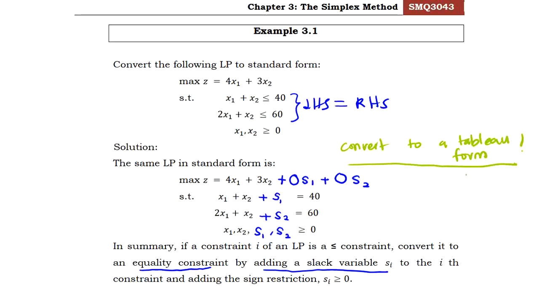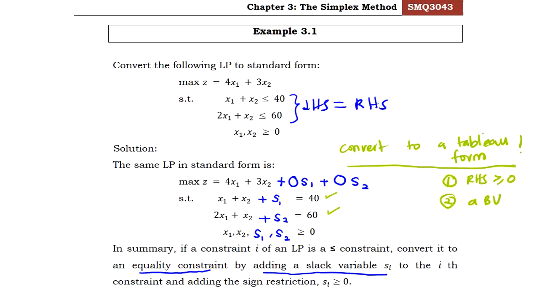Okay, so the first one is you need to make sure the right hand side of the constraints are all non-negative. So first, let's check. First constraint, positive 40, so that's fine, check. And then second constraint, also positive, so check. And you also need to make sure that there is a BV for each constraint.